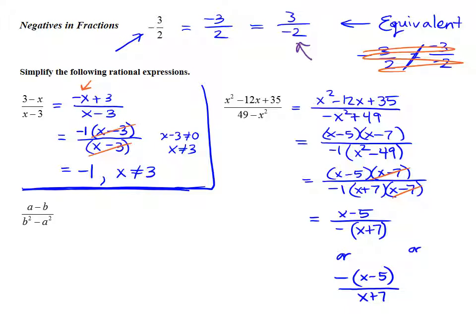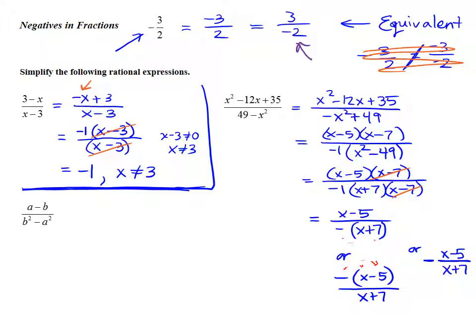Or a third alternative would be to have the negative out front. Negative out front, x minus 5 in the numerator, and then x plus 7 in the denominator. If you have the negative out front of the fraction, you don't need parentheses in either the numerator or the denominator. So these are three ways we could express the answer. A fourth way, or a fifth way, would actually be to distribute that negative into either the numerator or the denominator, depending on where you have it. Most people would just leave it out front of the parentheses.